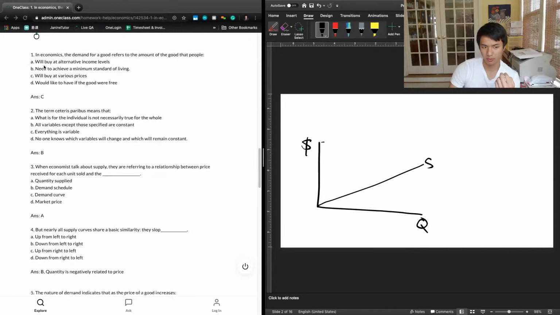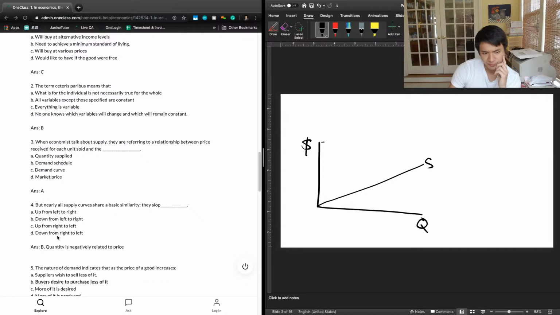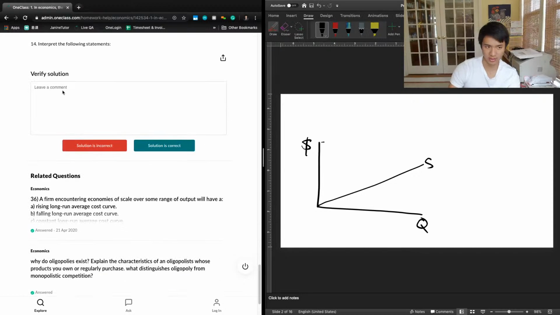And so let's take a look at what the previous tutor said. So the previous tutor said B, and they say quantity is negatively related to price. So I think they might have confused this with the demand curve. For suppliers, quantity is positively related to price. The more money that suppliers can sell their goods for on the market, the more they're going to be willing to supply, right? Not less. And so it's going to be A for question 4, if that is the correct answer. So I'll leave it for A. For suppliers, quantity supplied is positively correlated with price.